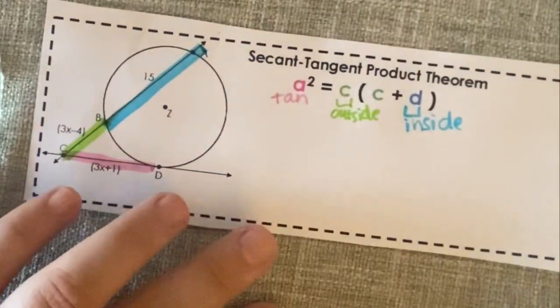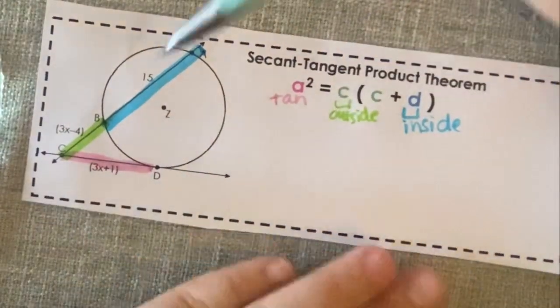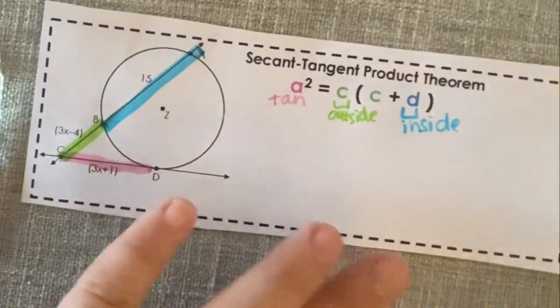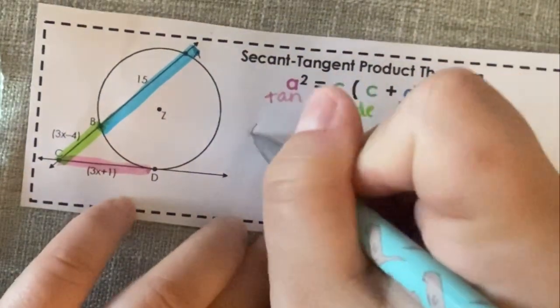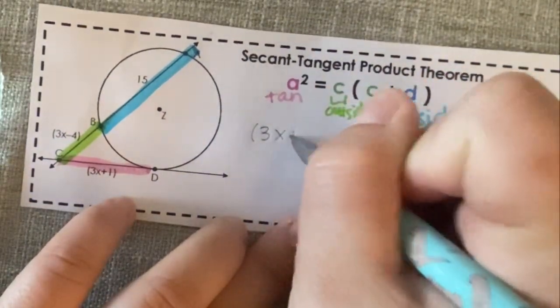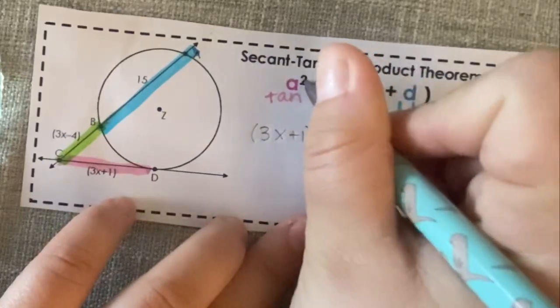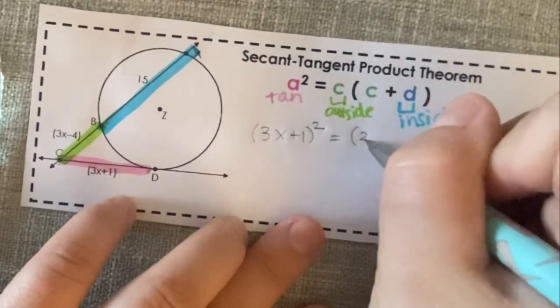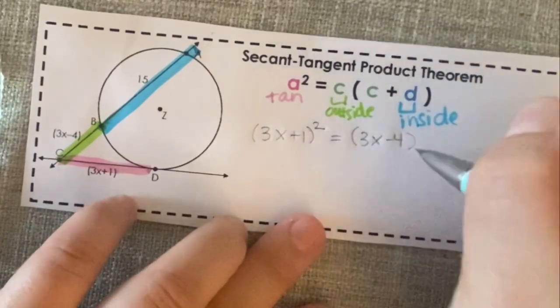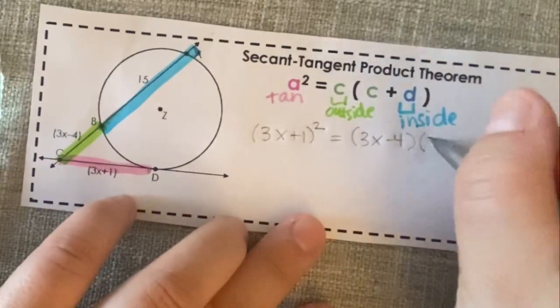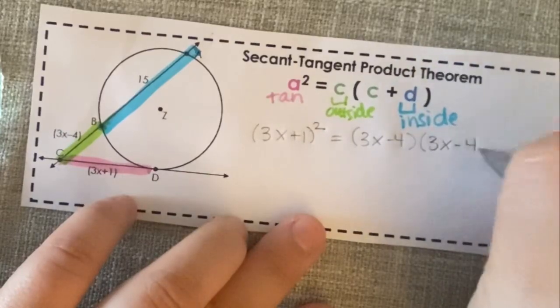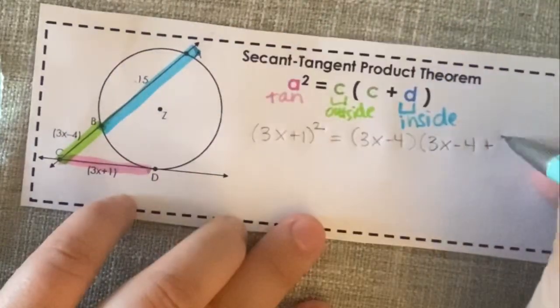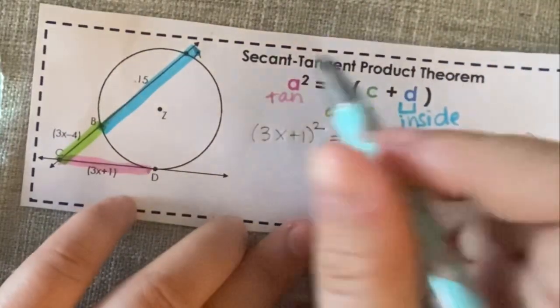So here it actually matters where our A is. That's got to be the segment related to the tangent. So now let's substitute in our expressions. 3x plus 1 squared equals 3x minus 4. And then inside we need to add those again, just like we did on the last one, plus 15. We're going to do some simplifying.